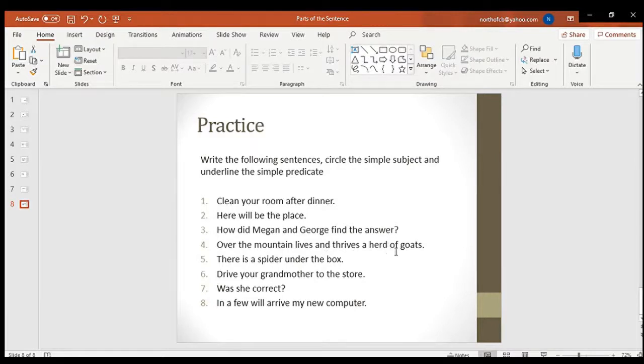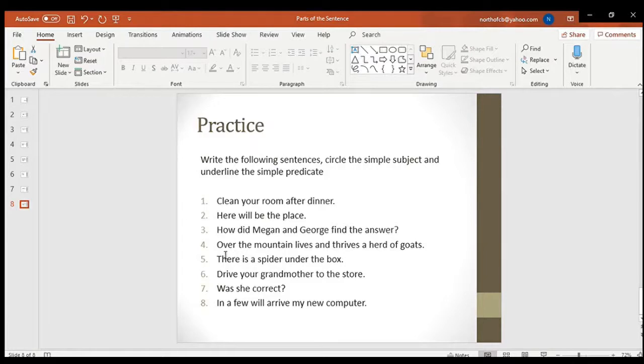Over the mountain lives and thrives a herd of goats. What lives and thrives? A herd of goats. Lives and thrives, not the mountain, right? Over the mountain just tells us where. That's a prepositional phrase. Remember, they just tell us when and where. Ask yourself, what's living and thriving? It's the herd of goats, not the mountain. It's the goats that are living and thriving.